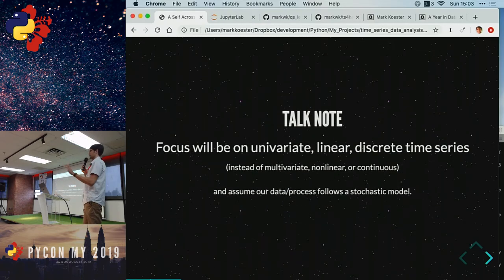Just a framing thing, we're only gonna focus on univariate linear models. The time series space is huge. We could talk all day about it. But we're gonna keep it high level and kind of simple.